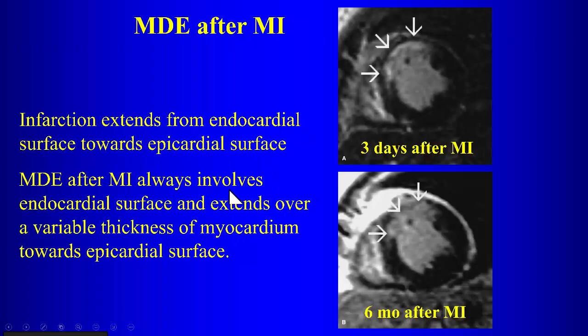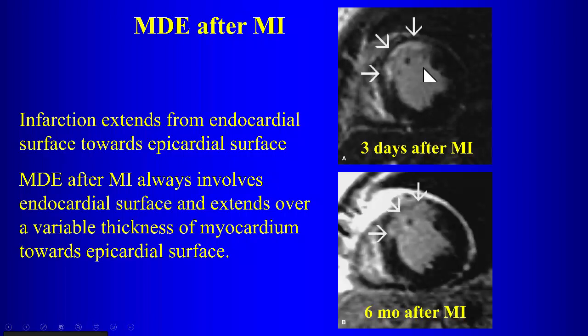Okay? Now, it is important to be able to differentiate infarction as a cause of delayed enhancement versus non-ischemic causes of delayed enhancement. And one thing that helps is the pattern of the enhancement. So the two criteria that we look for to say that delayed enhancement is caused by an infarct is that it should always involve the endocardial surface. The endocardium is the most ischemic portion of the myocardium because the coronary arteries enter into the myocardium from the epicardial region, right?